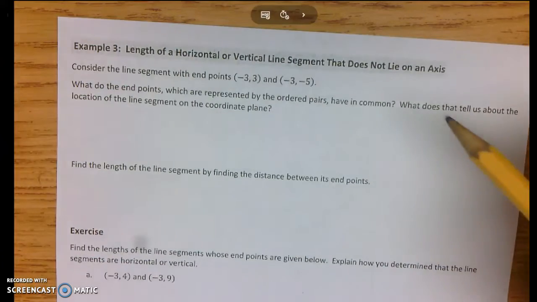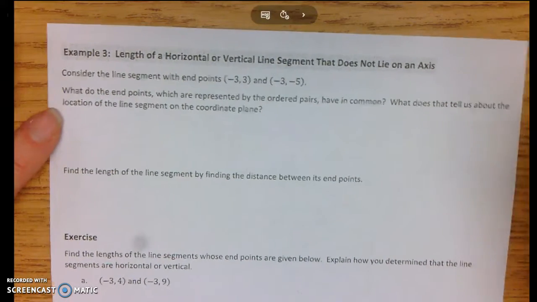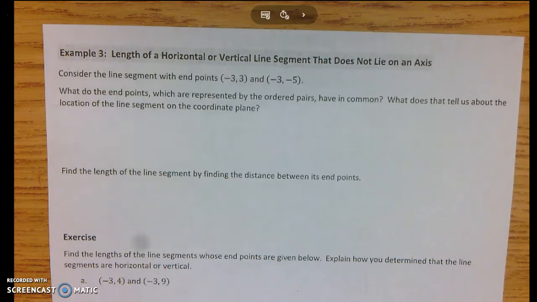All right, mathematicians, now we should be on our next page, which is example 3. So now we're going to find the length of a horizontal or vertical line segment that does not lie on an axis. Here's a hint. It's the same methods. Mind-blowing.